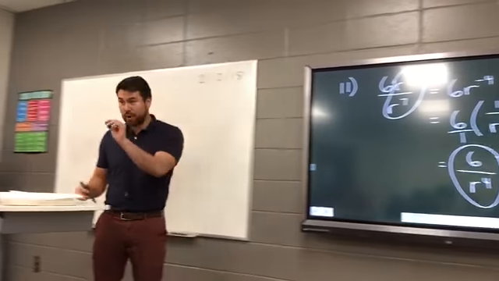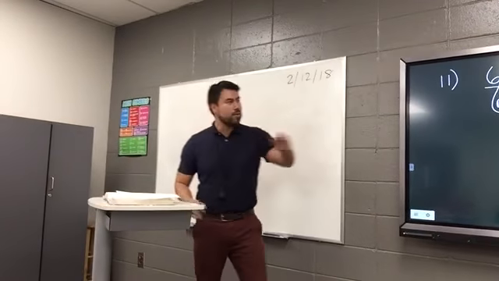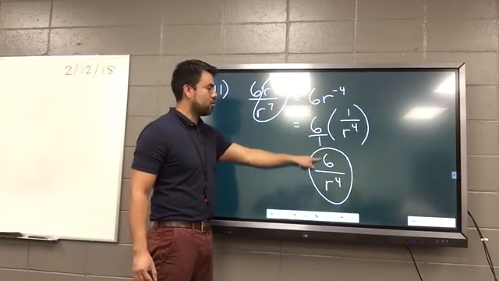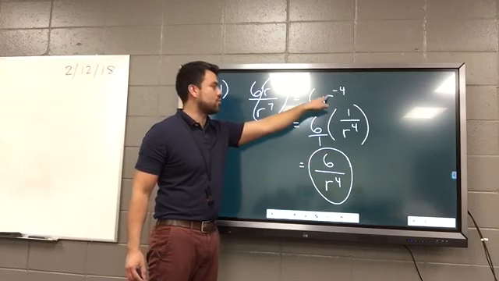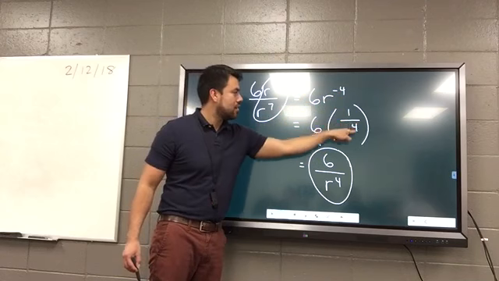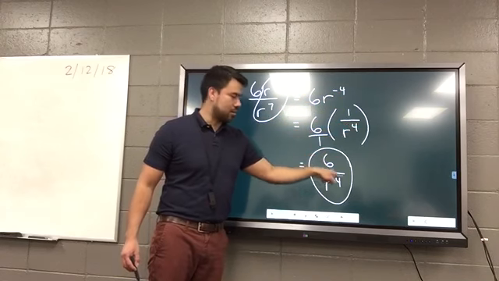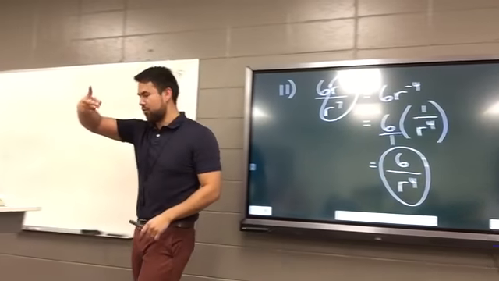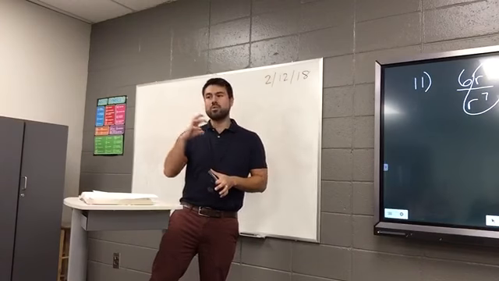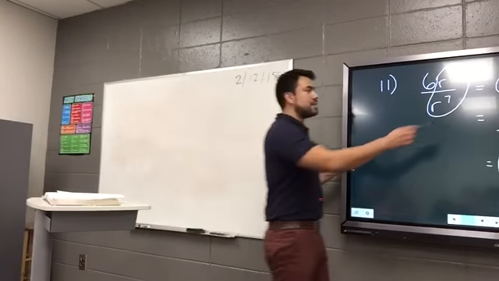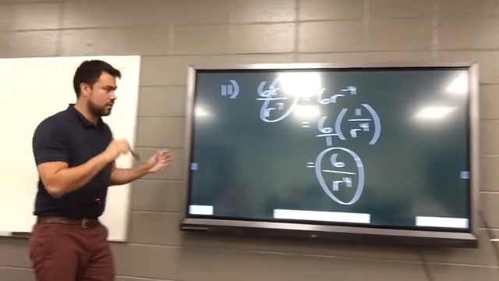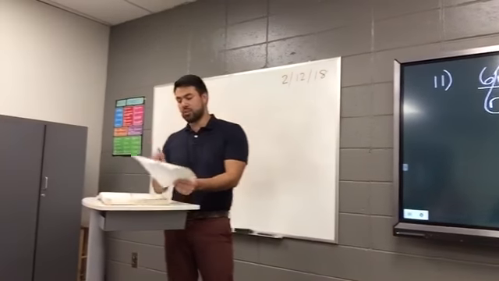Did the 6 move, by the way? No, it was always in the numerator. Numerator, numerator, numerator. What did have to move? R to the negative fourth into the denominator, in order to get its reciprocal form. So that's another piece of this puzzle. You got to keep the numbers where they belong. Now, does that mean that the constant never moves? No, but in this case it doesn't. Leave it in the numerator. It's good where it's at.